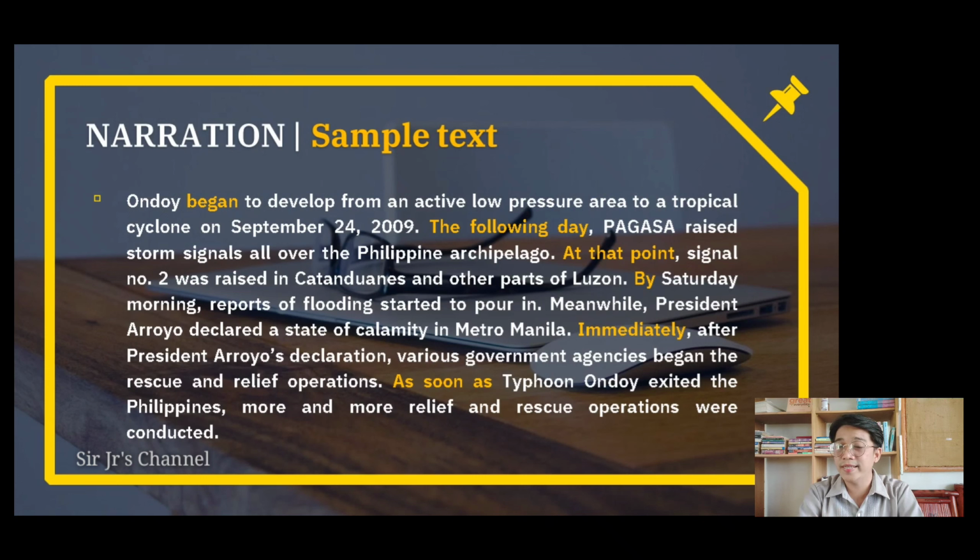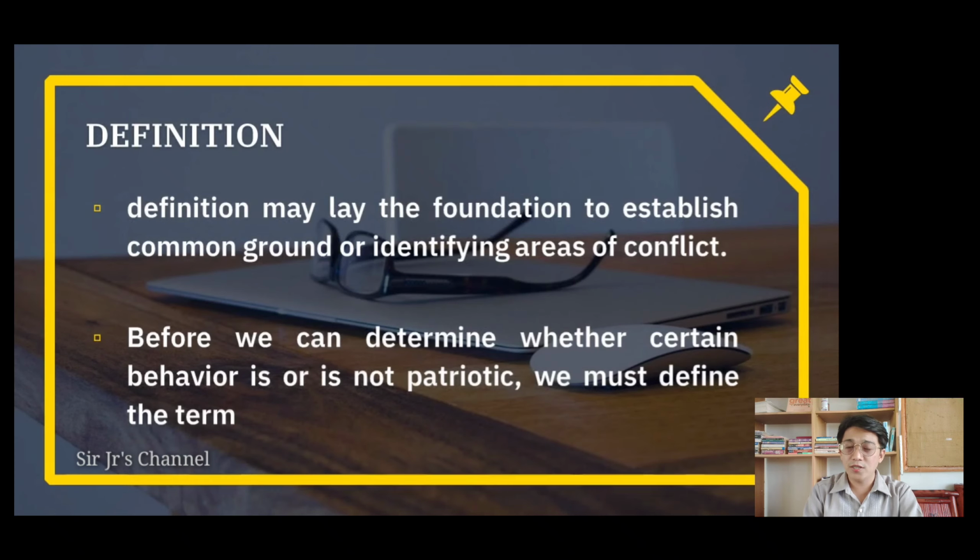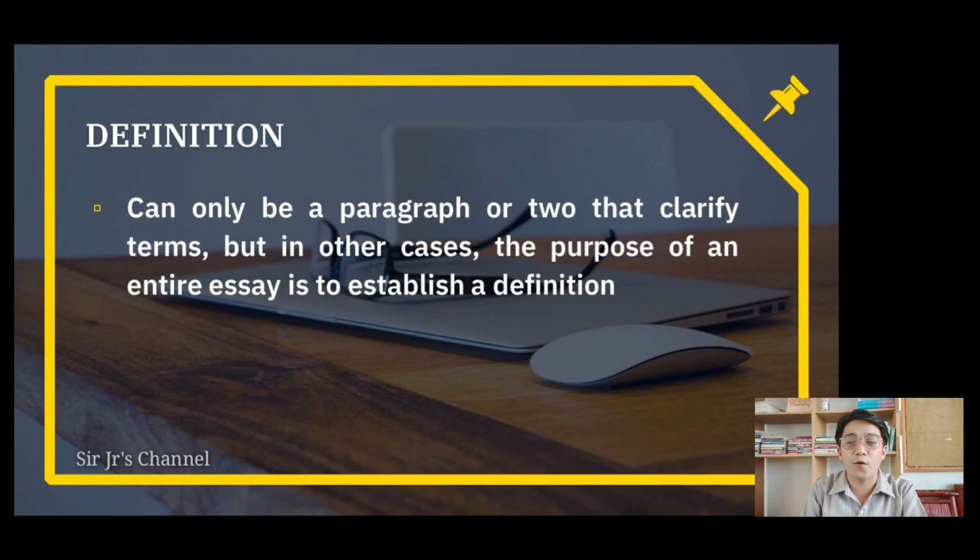which tells which comes first, next, and so on and so forth, and the things that had happened on that particular account. Next type of pattern of development, we have definition. Definition as a type of pattern of development may lay the foundation to establish common ground or identify areas of conflict. For example, before we can determine whether certain behavior is or is not patriotic, we must define the term first. Okay, definition can only be a paragraph or two that clarify terms, but in other cases, the purpose of an entire essay is to establish a definition.